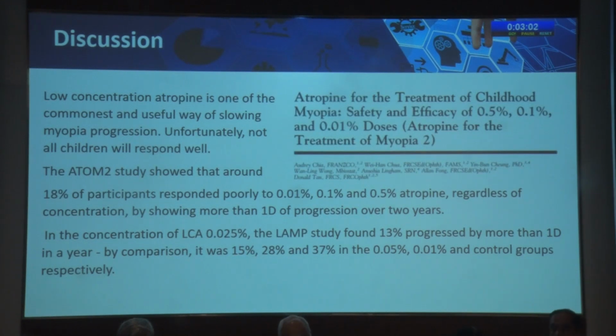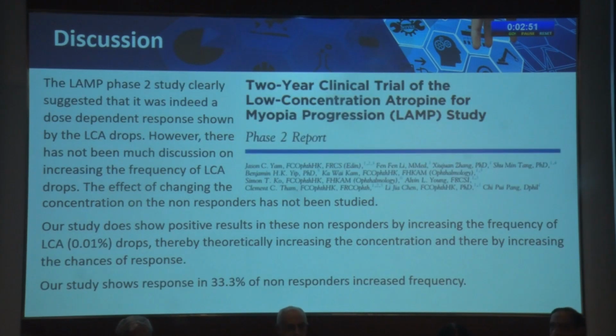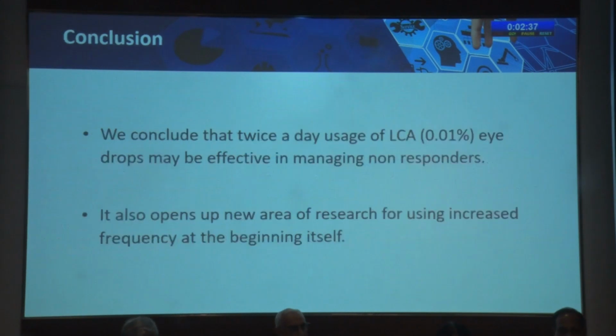We all know that atropine 1% is good and 0.01% is good, but there is no gross data on what to do with non-responders. LAMP 2 did talk about 0.5% and 0.05%, but there was no data on what is to be done if only 0.01% is available. In our country at this point of time, the DCGI has given approval only to 0.01%. We don't have 0.05% at this point of time.